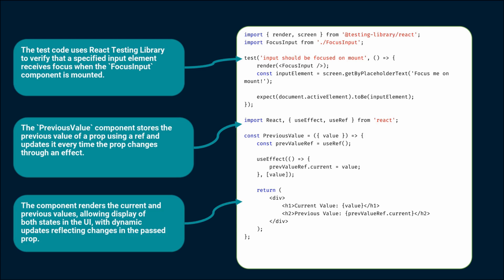We start by rendering the FocusInput component within our test. Once rendered, we use screen.getByPlaceholderText to locate the input element by its placeholder string, ensuring that we have a reference to the right DOM node. Finally, we assert that the current active element in the document is the input element we just retrieved.